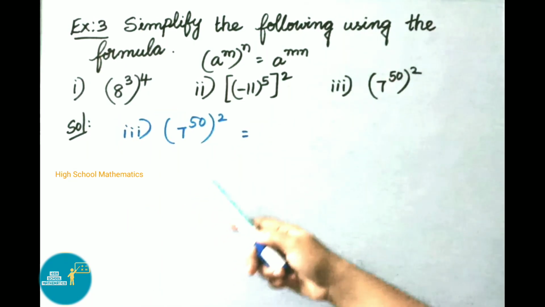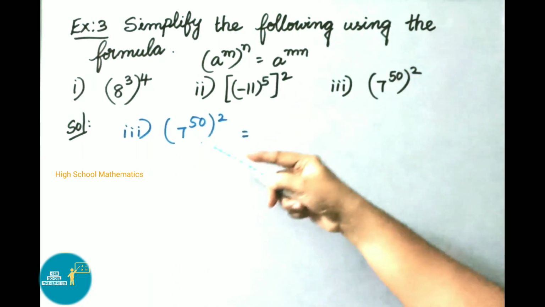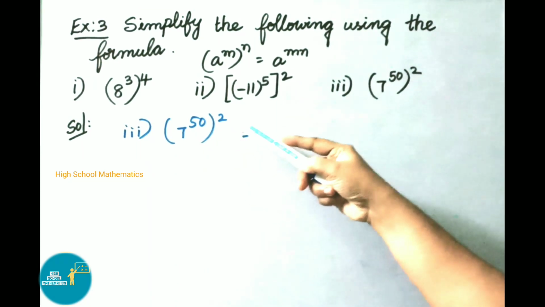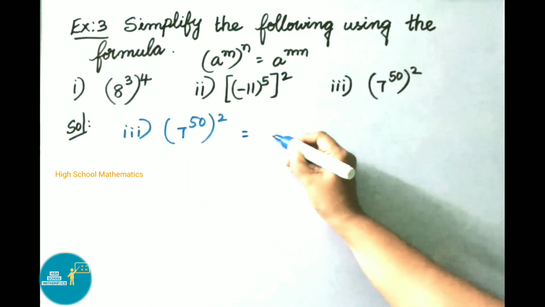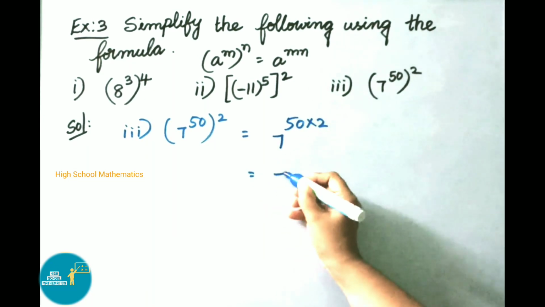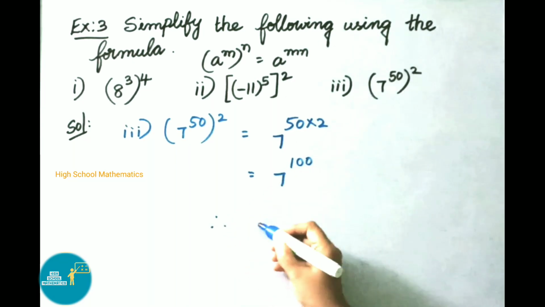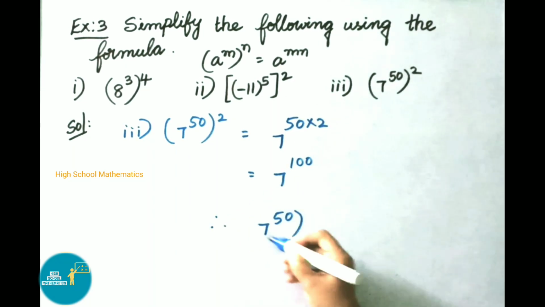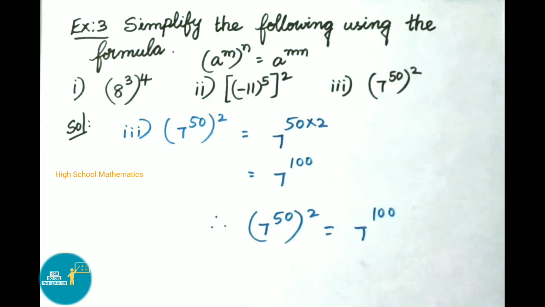See now third sum, 7 power 50 whole square. It is looking like formula a power m whole power n. It can be written as a power m into n. So write down 7 power 50 into 2. That equals to 7 power 50 into 2 means 100. Therefore, 7 power 50 whole square is equal to 7 power 100.